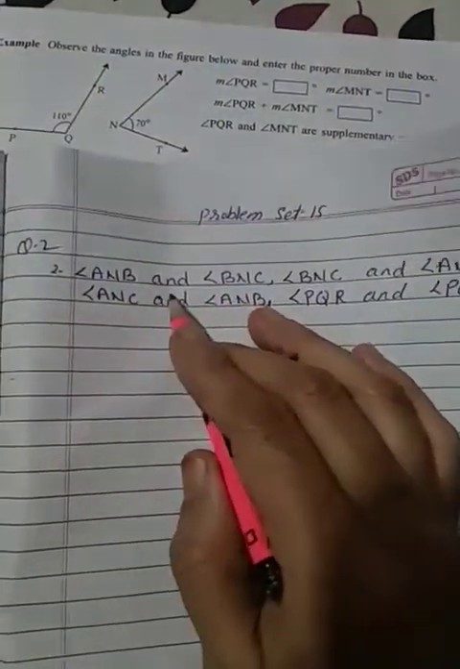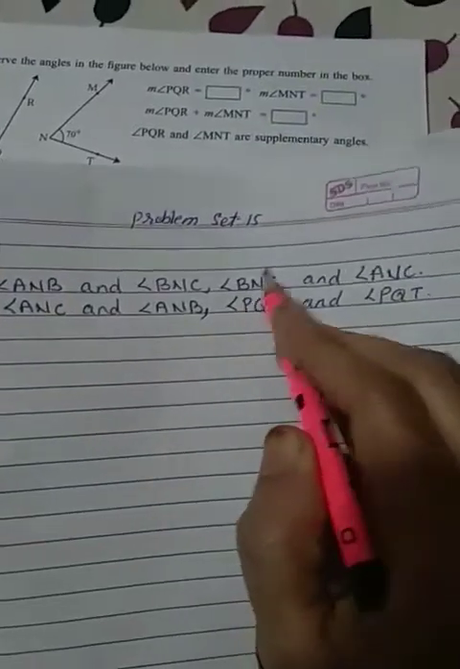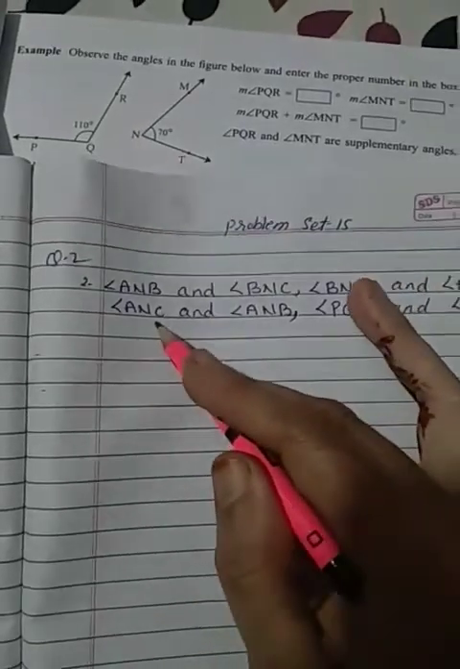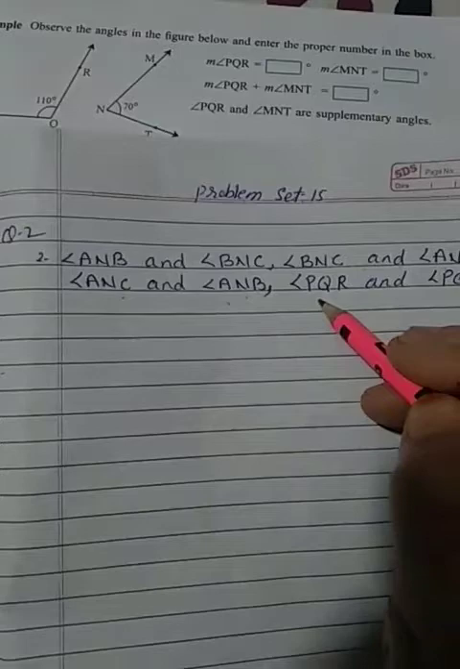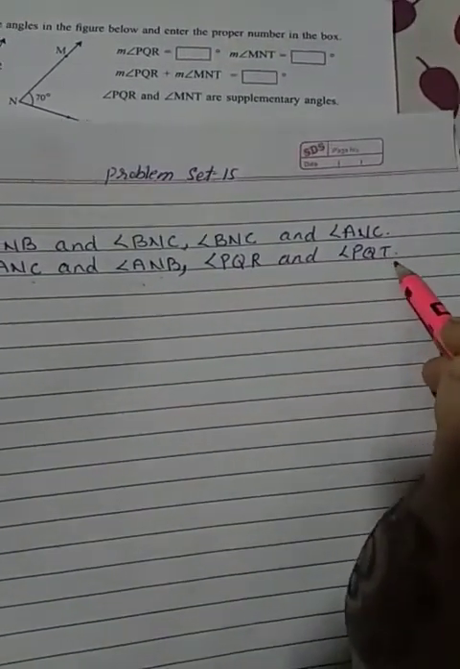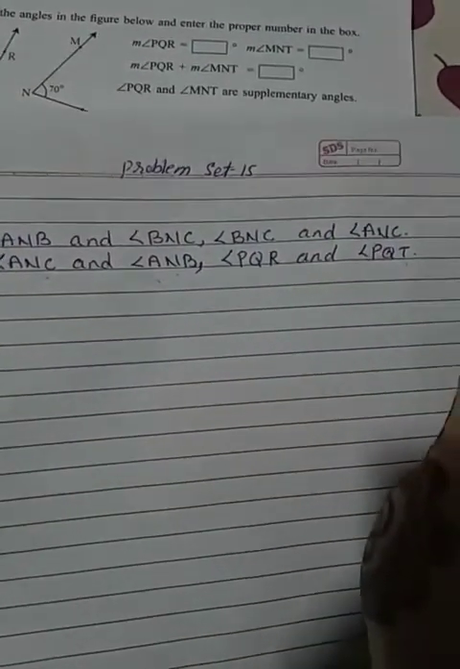Angle A and B and angle B and C. This is the first pair. And the next one is angle B and C and angle A and C. Then the third, angle A and C and angle A and B. This is the third pair. And the fourth pair, angle PQR and angle PQT. These are the pairs of adjacent angles.